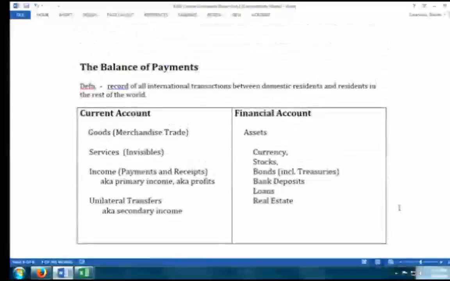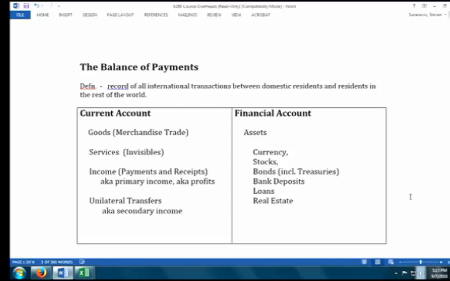Got a whole bunch of notes here. We're going to go through this step by step, but let's go back to this. So I want to define the balance of payments accounts. The balance of payments is a record of all international transactions that take place between residents of a country and residents in the rest of the world. It's defined in terms of residency rather than citizenship. That's a particular accounting point that's not too important to us, but for the record, that's how we're keeping track of things.